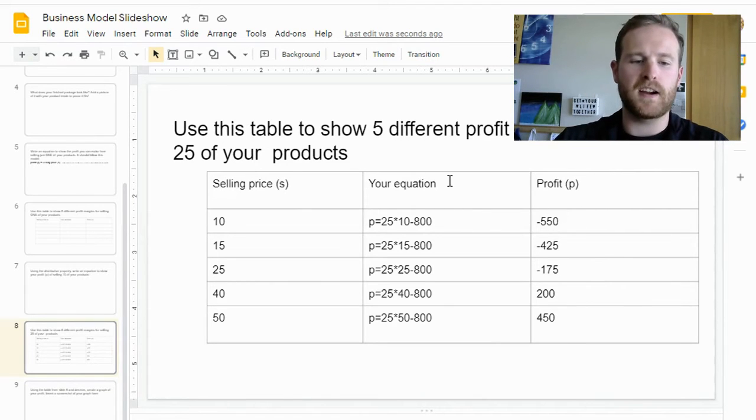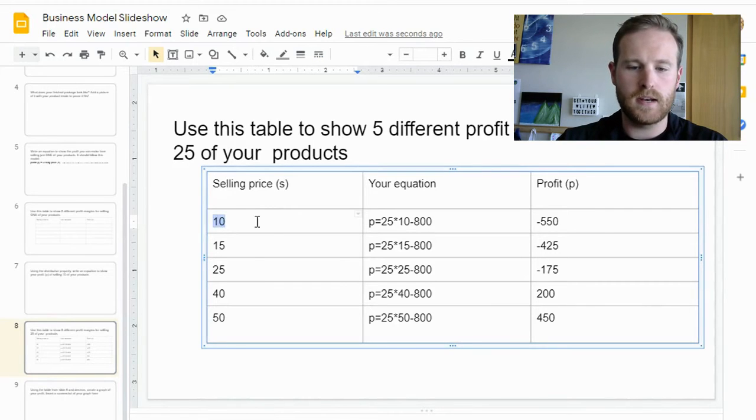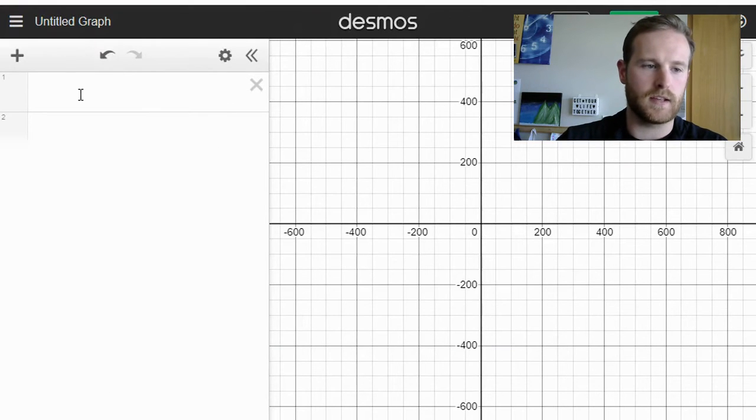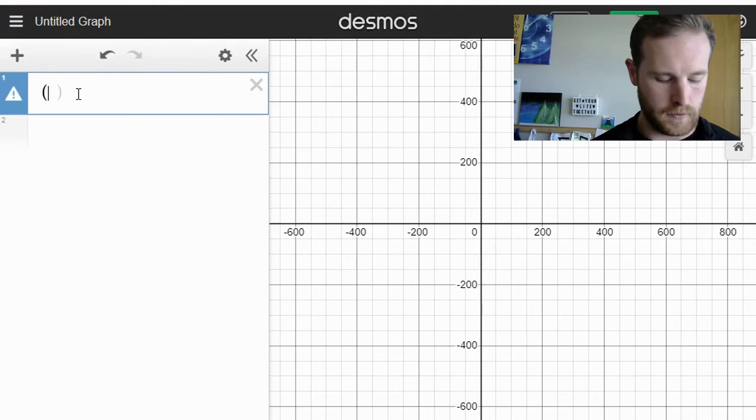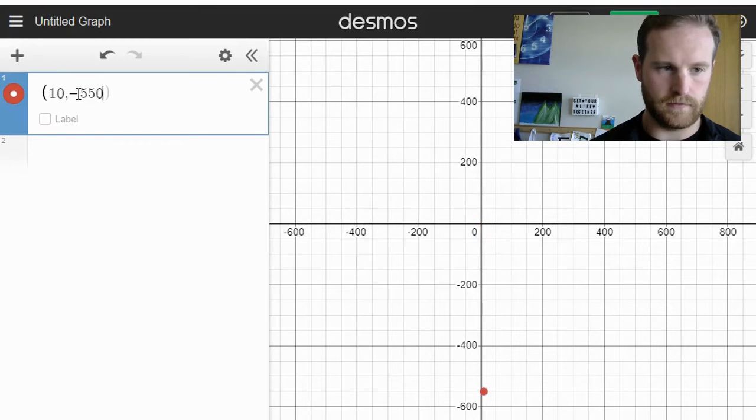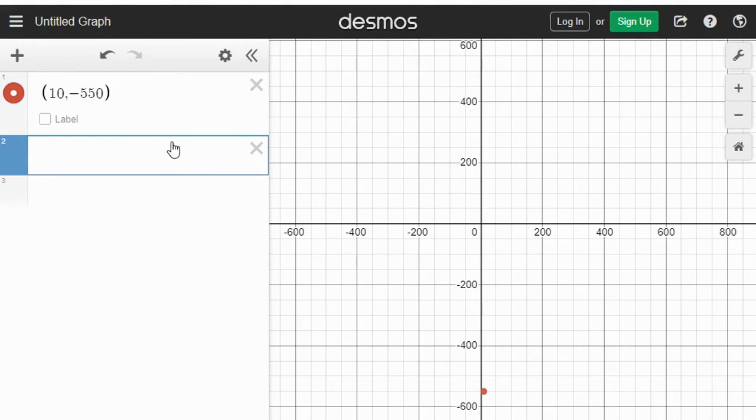Remember, our independent variable was our selling price and our dependent was our profit. We can translate into a table by creating that as X and Y. So I can go into a table and use 10 and negative 550 for my first point. So going over to Desmos in the graphing calculator, I can visualize my profit margins by showing 10, negative 550. And you go through the rest.